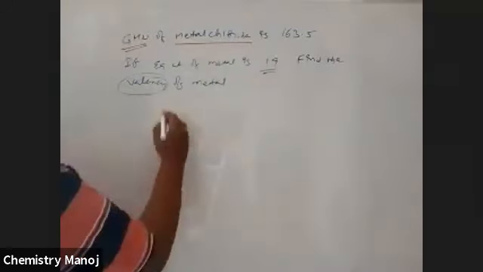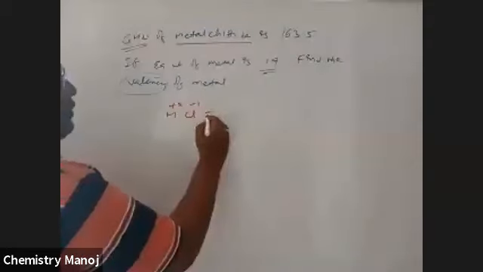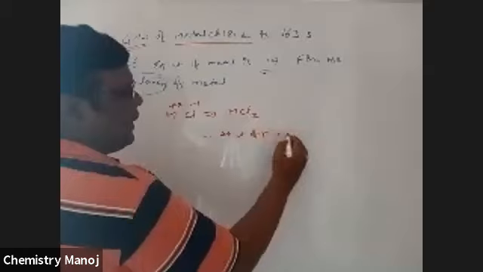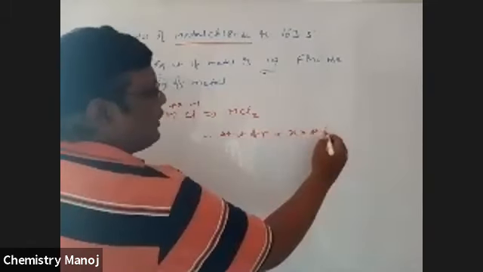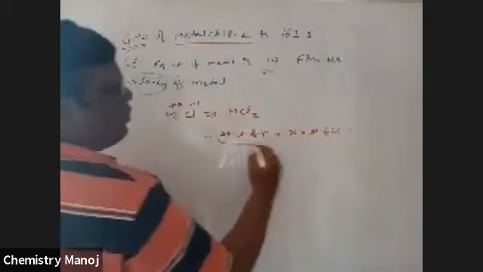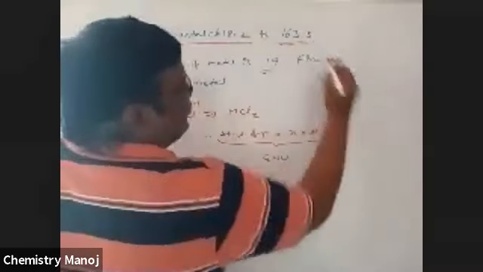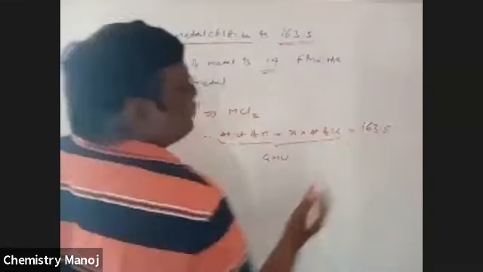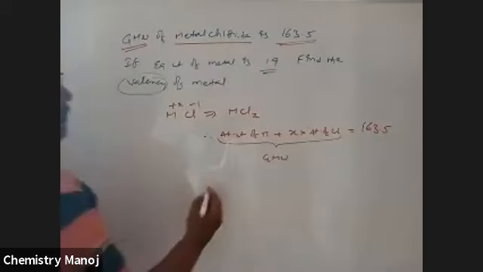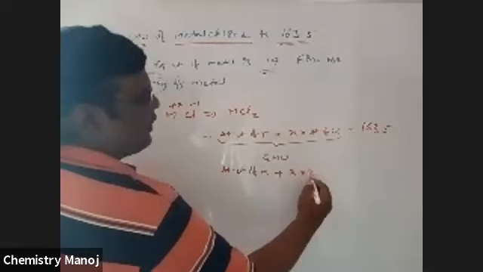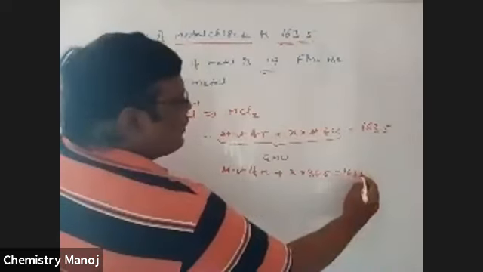We don't know the valency. Let x be the valency of the metal, chlorine having -1. Now the formula is MClx. Therefore, atomic weight of M plus x into atomic weight of chlorine is equal to the total gram molecular weight of the substance, which is given as 163.5. Therefore, atomic weight of metal plus x into atomic weight of chlorine 36.5 is equal to 163.5.